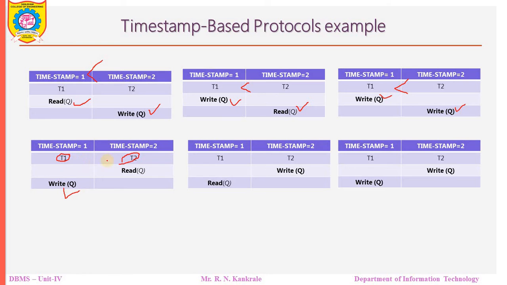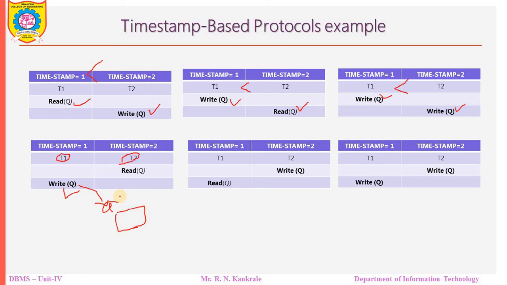T1 wants to write or update the value of Q. It will not be allowed to write or update the value of Q, which has been read by T2, because T1 arrived before T2 and completes its execution before T2. If T1 completes its execution first and T2 then gets the value, there will be trouble for T1. Hence, updating the value of Q is not allowed for T1.